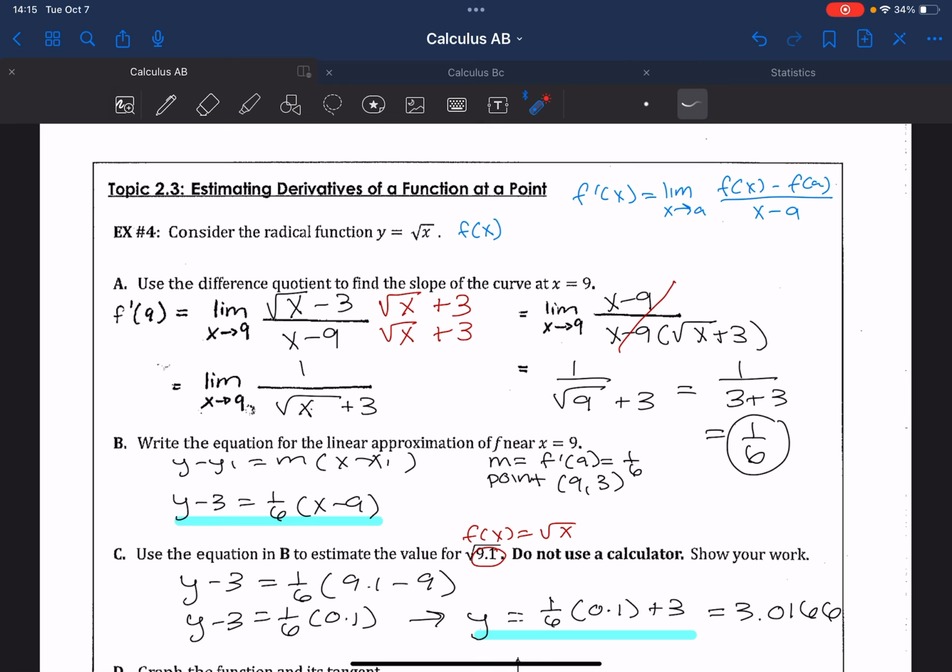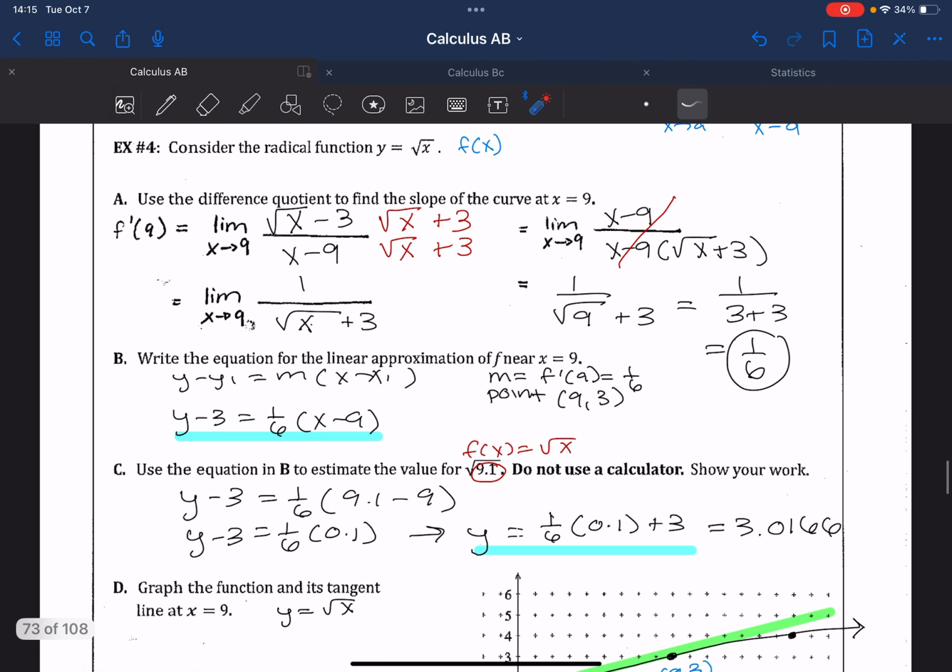First thing that we're going to do is write f of x, which is the square root of x. Then we're going to do f of a, which means we plug in 9 into x, so the square root of 9 gives us 3. From here, we're going to multiply the top and bottom by the conjugate to get rid of the radicals. When we do that, we notice after we simplify the numerator that x minus 9 cancels out. Once we have something that cancels out, we can plug in our limit as x approaches 9, and we're able to solve for the slope of the curve at that specific point.